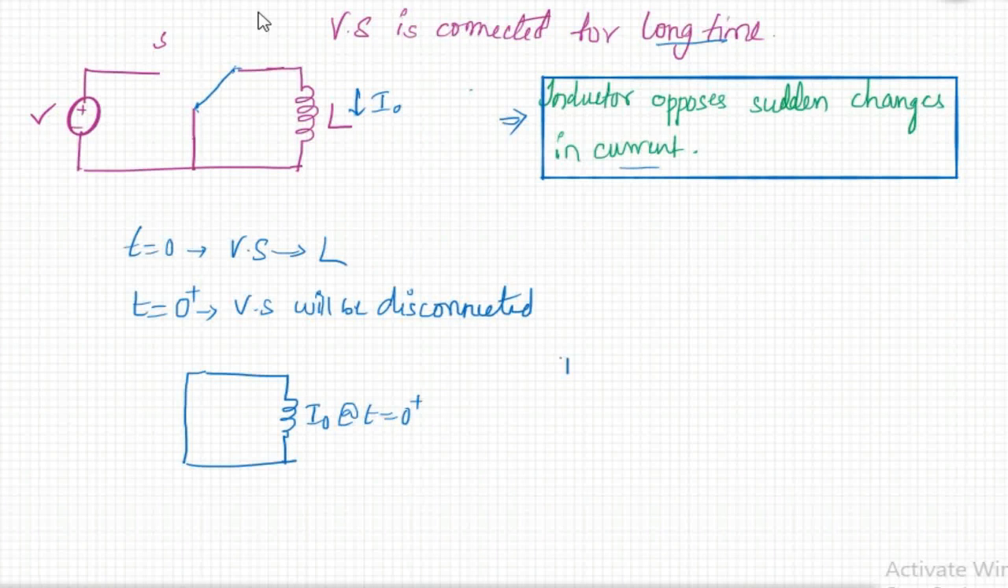That means I0 at t is equal to 0 minus is nothing but I0 at t is equal to 0 plus. This is the property of inductor. Even if you disconnect the voltage source, there is still current through the inductor. Okay, so that is the idea.